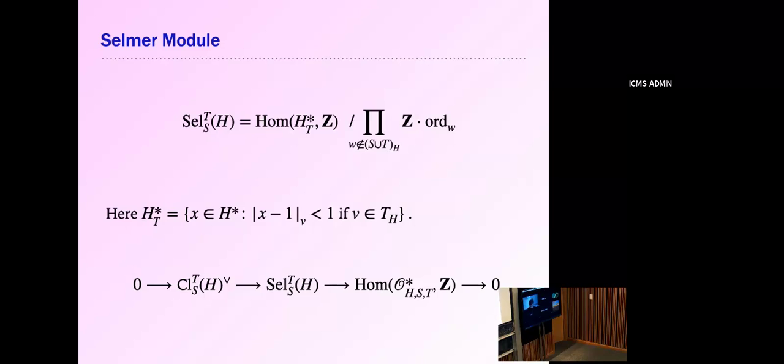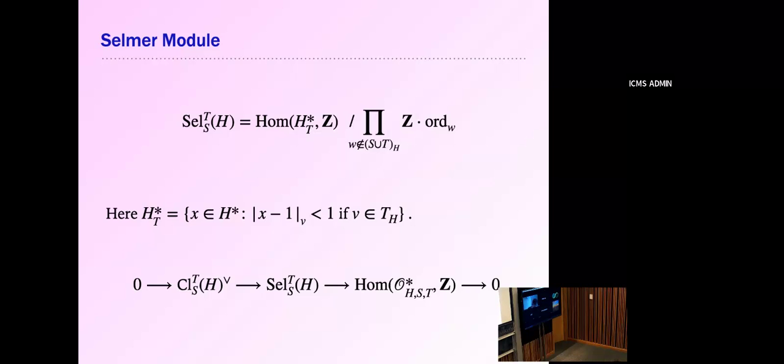And this is a very interesting module. One thing is that it sees the units. So this is just Z-Hom, just group homomorphisms from this free abelian Z-module to Z, these are all G-modules, by the way. Okay, and the class group.